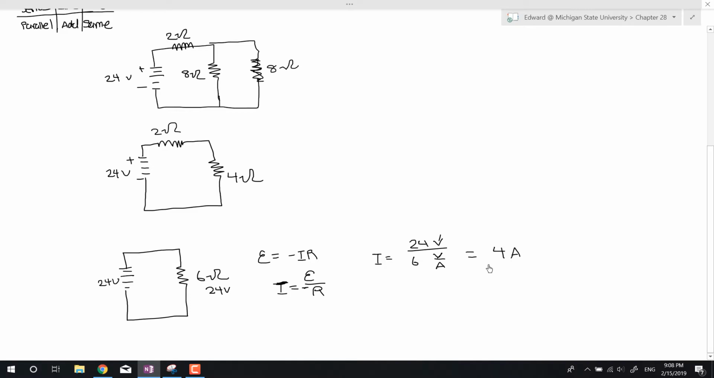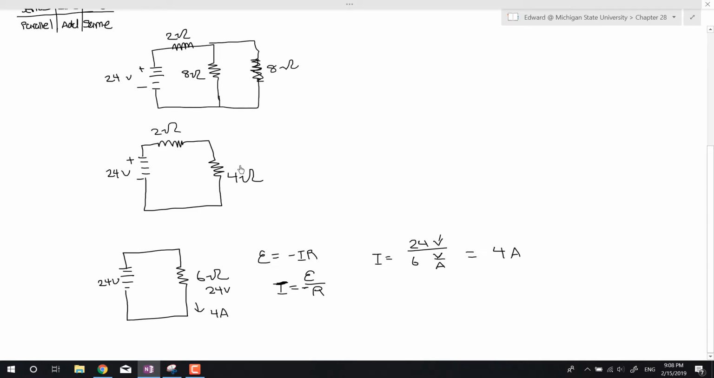And again, if you guys noticed, it was going to be negative, so that means my assumed direction, I'm just going to assume it's going this way. It doesn't really matter for this problem. So we get 4 amps, okay?